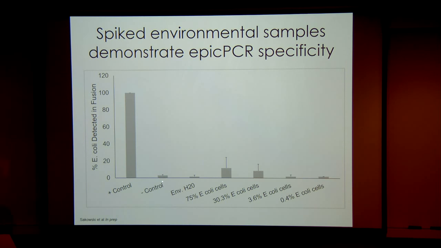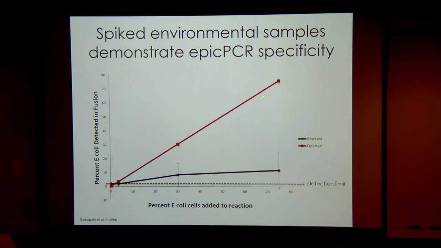But as he spikes in E. coli cells at different concentrations, you can see that there is some increase, which suggests that there are non-specific interactions occurring. And so we don't want to see this. We want to see this at zero or basically at our detection level. But you can tell that this is what was expected if we had completely random, non-specific binding and fusion of these products. We'd expect the percentage of E. coli to just increase in the resulting sequence data according to how much we put in.